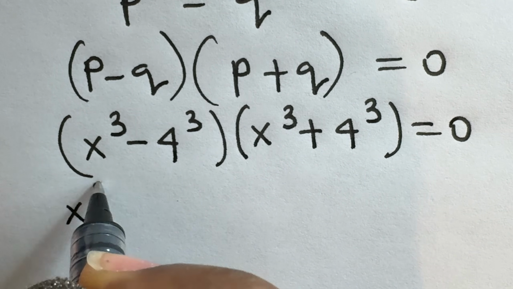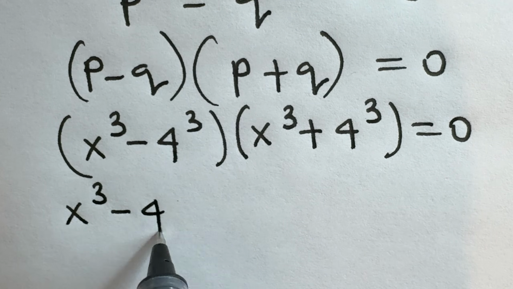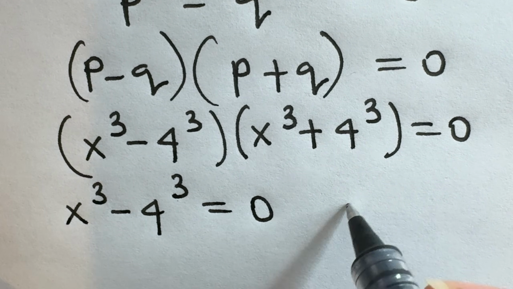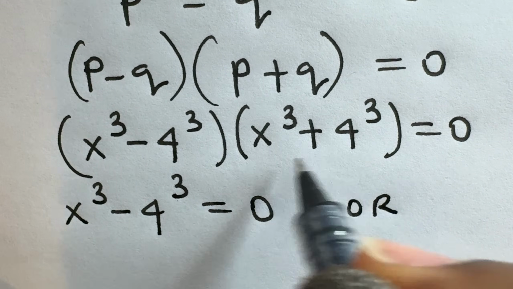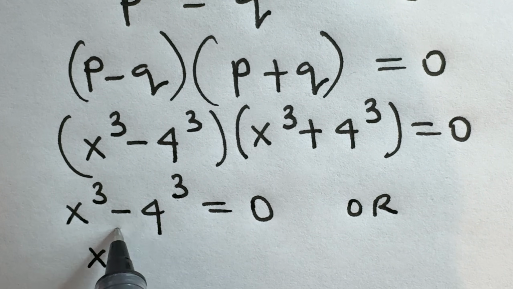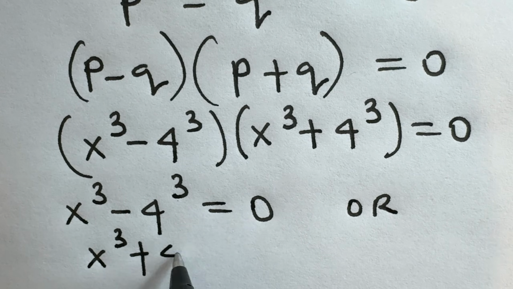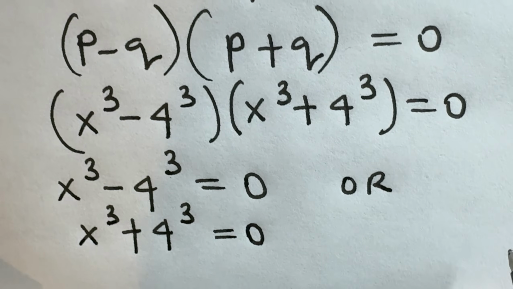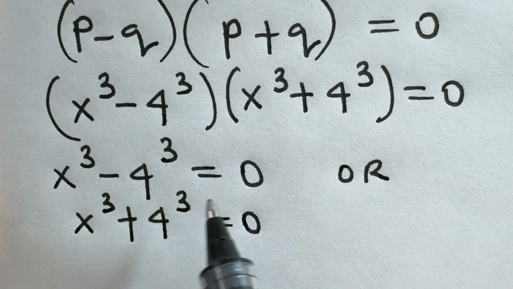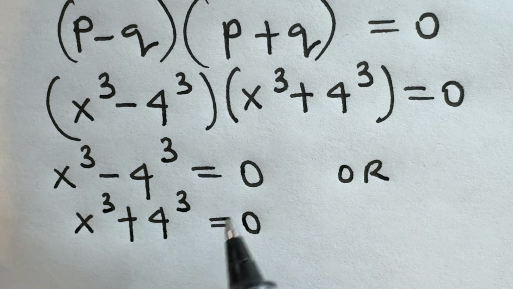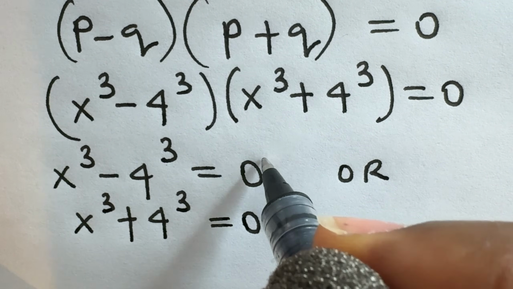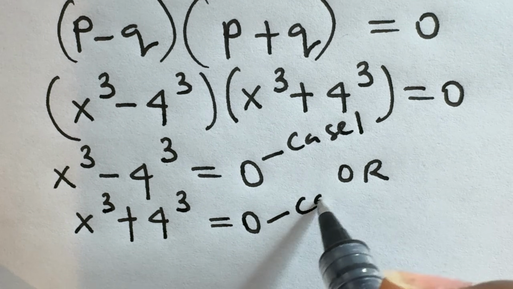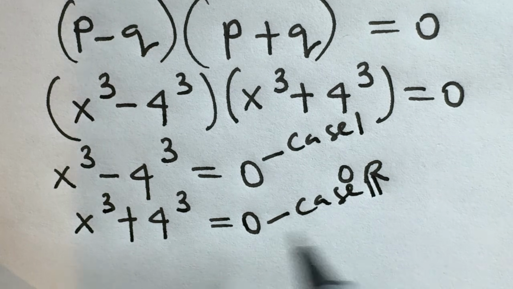So we have x raised to power 3 minus 4 raised to power 3 is equal to 0, or x raised to power 3 plus 4 raised to power 3 is equal to 0. So we have two challenges, difference of 2 cubes and addition of 2 cubes. Let's call this case 1 and let's call this case 2. We'll treat both cases separately.